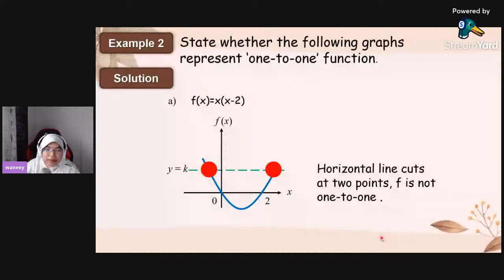Okay, so now the second one. This is by using the graphical method. Of course, later on you need to know how to sketch them first before you can see whether they are one-to-one or not. Of course, nanti kita akan belajar sketching tu belakang sikit. Tapi yang depan ni kita dah ada graph. Kita hanya nak determine saja.